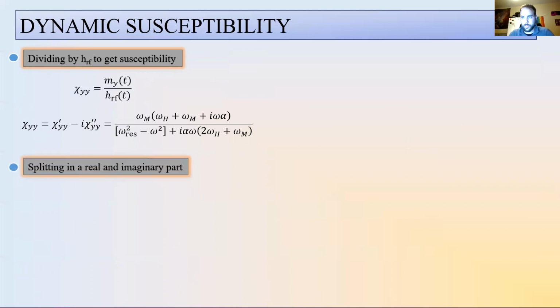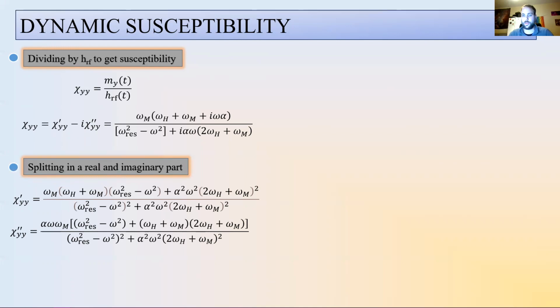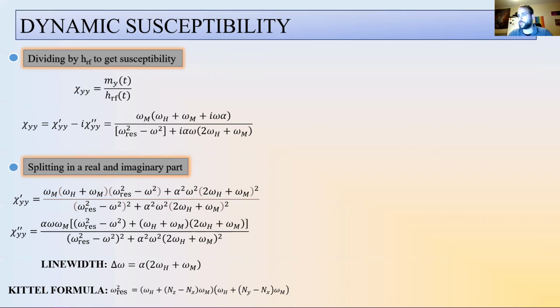So we can split this into real and imaginary parts, and the individual parts become like this. And here we can have a special relation called the Kittel relation, which allows us to find the damping parameter and so on.